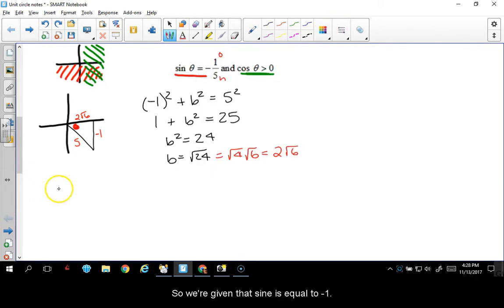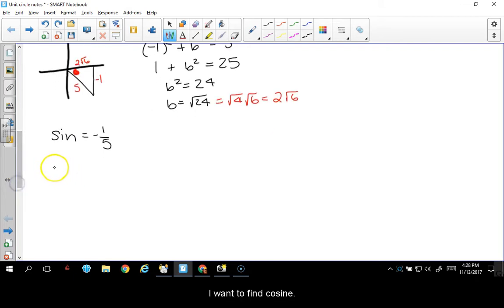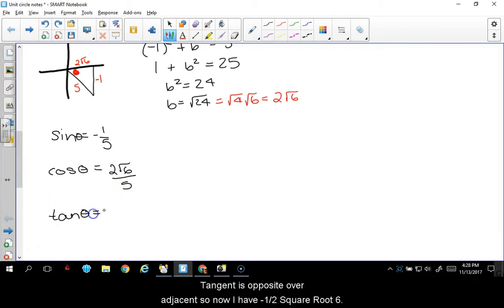So we're given that sine is equal to -1/5. I'm going to find cosine. Cosine is adjacent over hypotenuse, so adjacent is 2 square root 6 over the hypotenuse, which is 5. Tangent is opposite over adjacent, so now I have -1 over 2 square root 6.